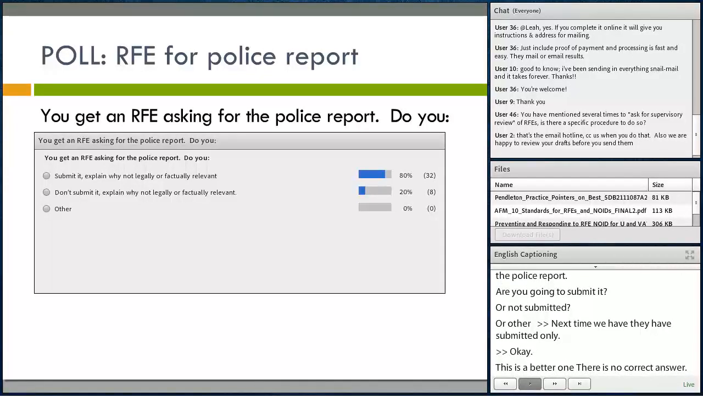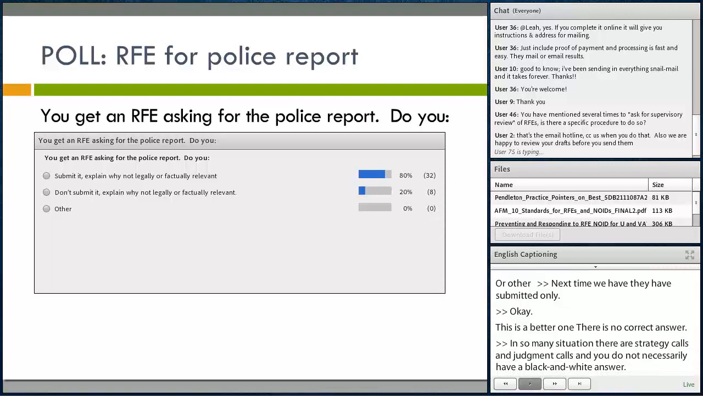All right. Yeah, this is another one where there's no right answer, right? I mean, as you guys know, in so many situations, there are strategy calls, right? There are judgment calls in these kinds of situations, and you don't necessarily have a black and white answer. So it looks like the consensus is submit it and explain why it's not legally or factually relevant.